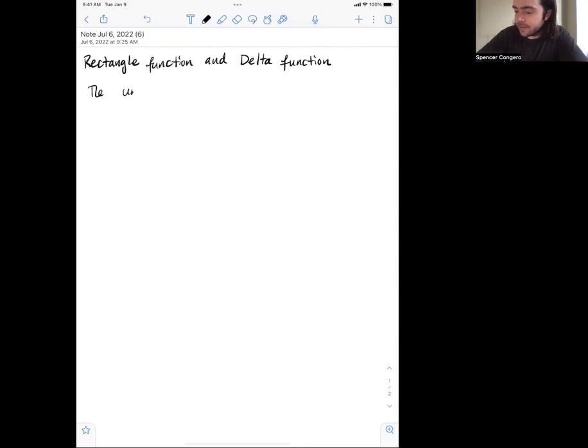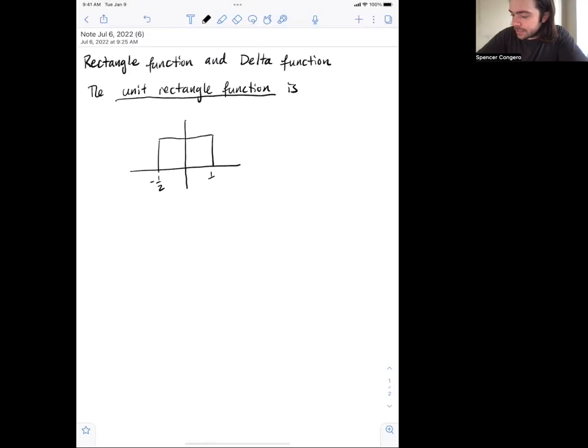So the unit rectangle function is, I'll draw it for you. Actually, in this form, it's a square, but that's just this one particular form. So this is rect of t. We denote it rect, the rectangle function.